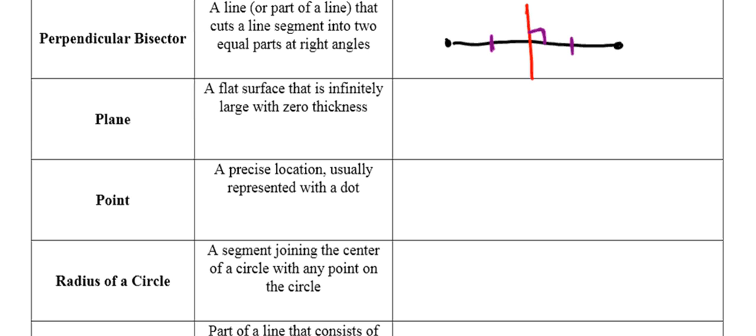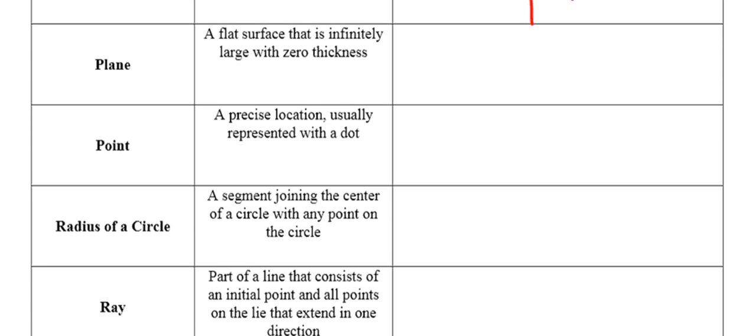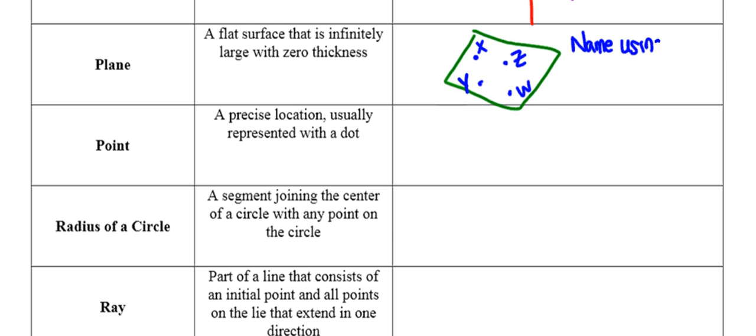A plane, we said, remember, is a flat surface that's infinitely large. Think about a plane as being the top of a desk, the ceiling, the floor, the roof, a sheet of paper. We're going to name a plane by naming any 3 points on the plane. So I don't know, call these W, X, Y, and Z. We could call that plane XYZ. We could call it plane ZWY, but we're going to name it by using any 3 points on it. So name using any 3 points.